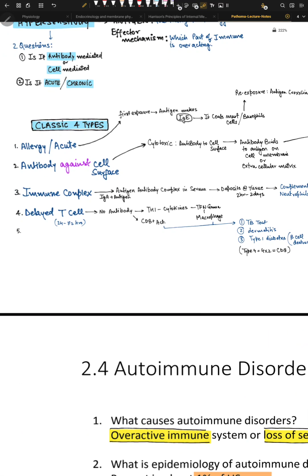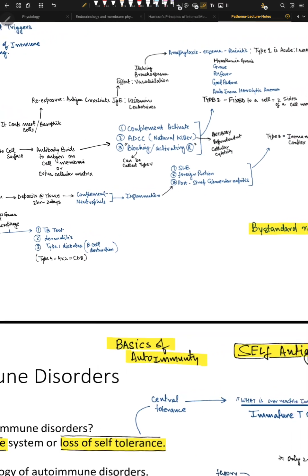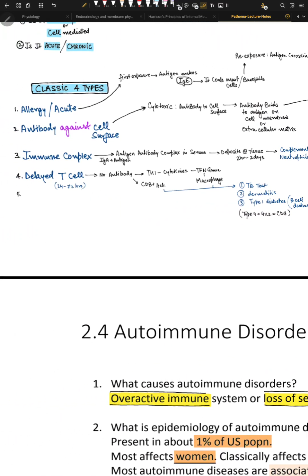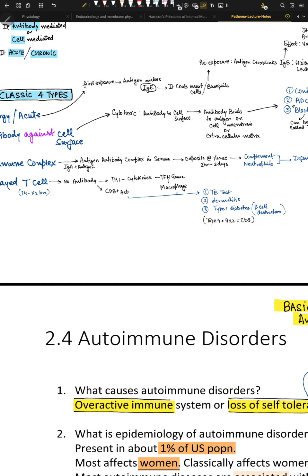In type 2, we understand that it's antibody against the cell surface. It's fixed to a cell, so two sides of a cell membrane. That's how I remember it. And type 1 is acute, so 1 second, that's how I remember. The fourth type is delayed, T cell mediated. Delayed means 24 to 72 hours. It's a cell-mediated, delayed type.